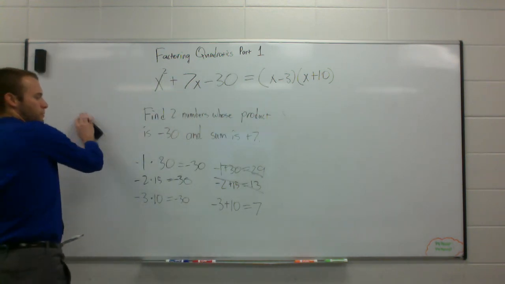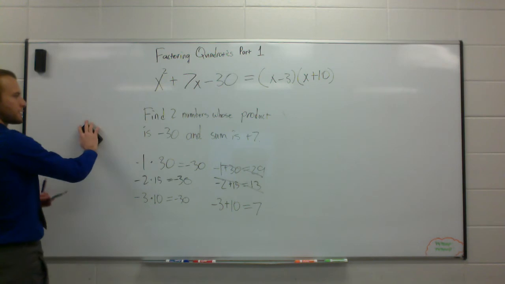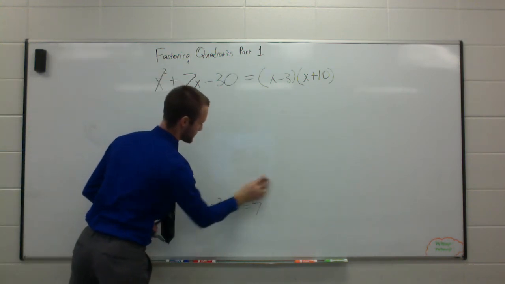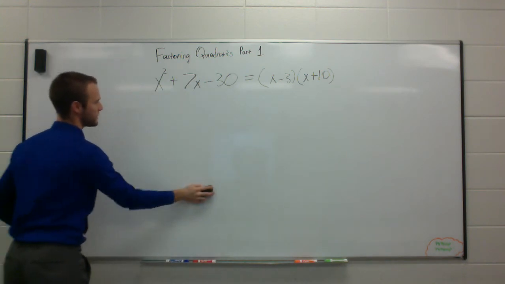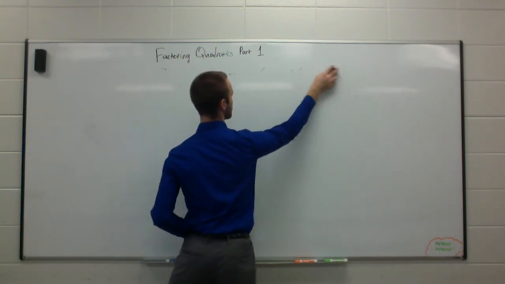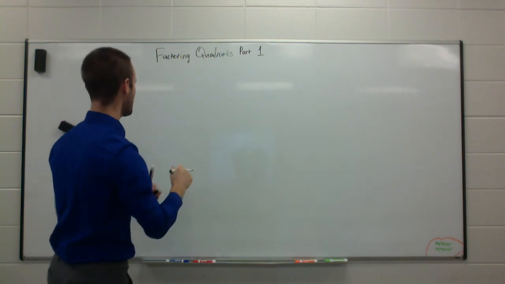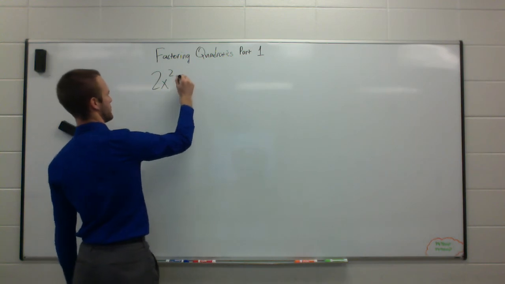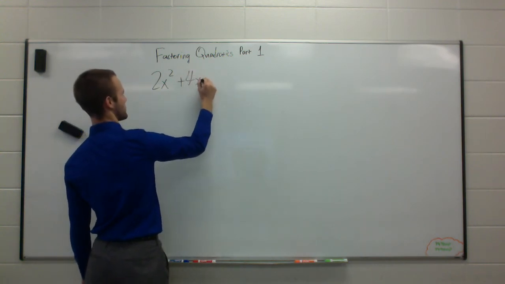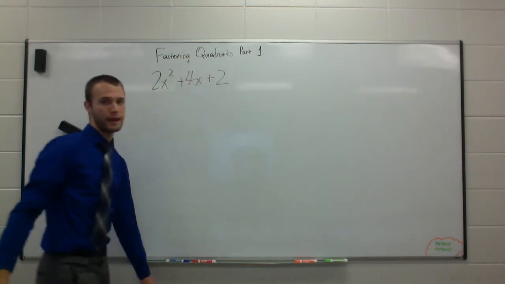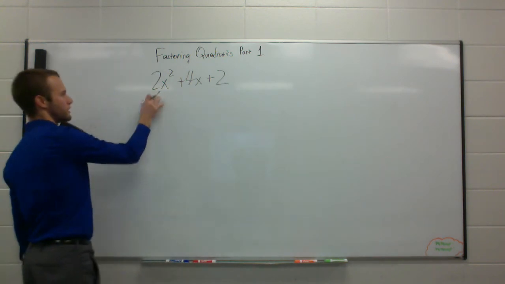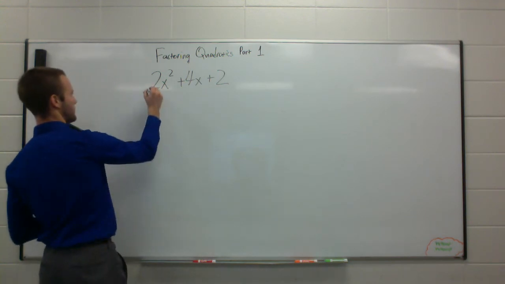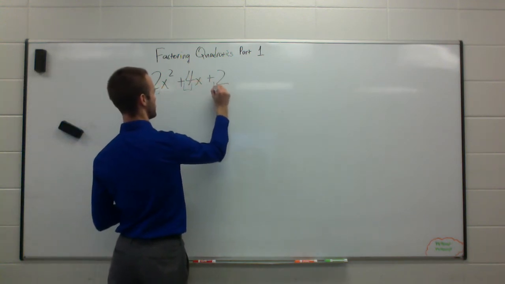I'm going to do one more example that's a little bit trickier. It's not going to have a coefficient of 1 as the x squared, but we're going to manipulate it so that it does. So let's do 2x squared plus 4x plus 2. Now, it does not have a coefficient of 1. But what do you notice about these three numbers? These are all factors of 2.